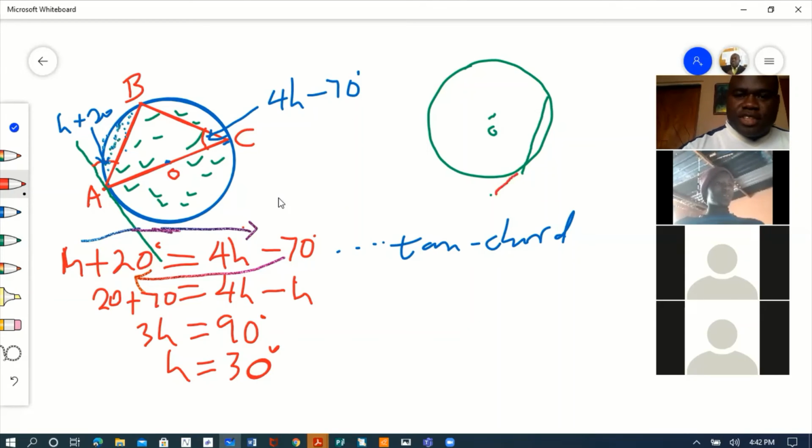Proving difficult to get a tangent. Let's say I have a tangent here. Yes, sir. This angle that we are calling tangent, the angle between tangent and chord, this angle.